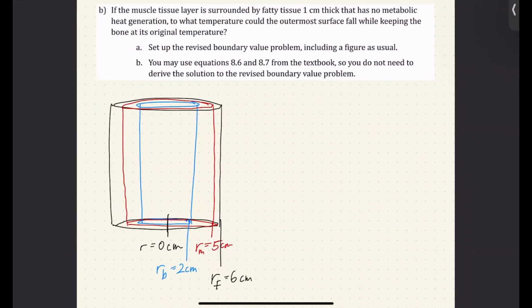And it's asking us, what temperature could the outermost surface fall to while keeping the bone at the original temperature? So if we keep the bone at the initial temperature, don't be confused by the wording. We know from the previous question that at this interface, this red interface, the temperature is 30 degrees Celsius, and then we know the bone temperature from there. So if we change this, we're going to change the bone temperature. We can just work with this being known. We know that the temperature of the muscle is 30 degrees. That's an indicator of the temperature of the bone, so think about it that way as well.